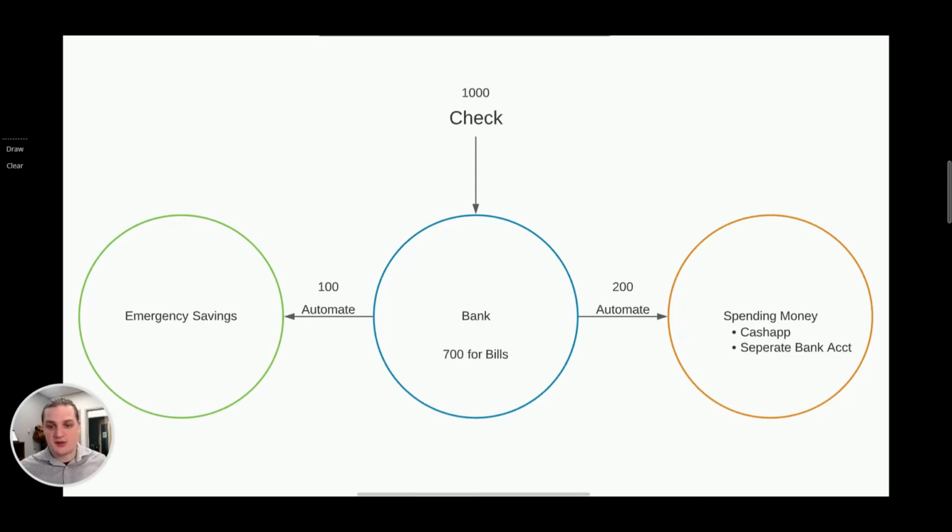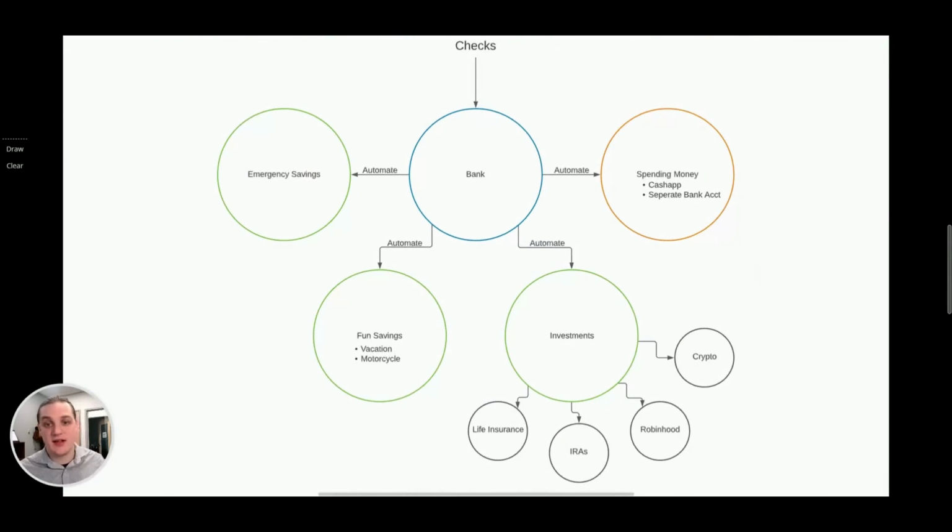So $1,000 check in your bank account, $700 set aside for bills, $200 goes to have for fun, and $100 goes straight into your savings accounts. Obviously, this is a low check, but it's really easy to follow the math through. So we're going to make it complicated now. This is realistically what it should and needs to look like.